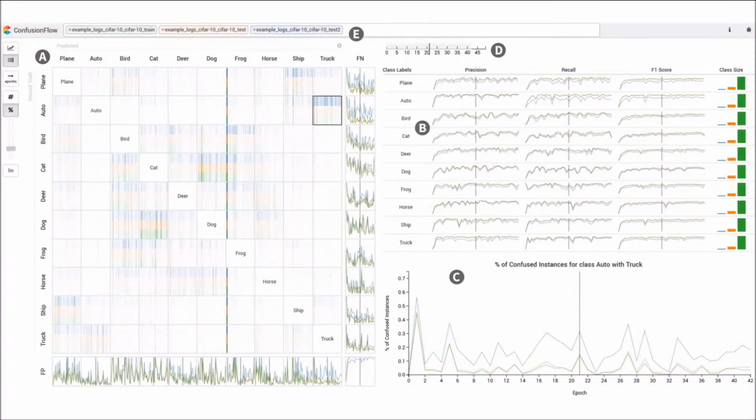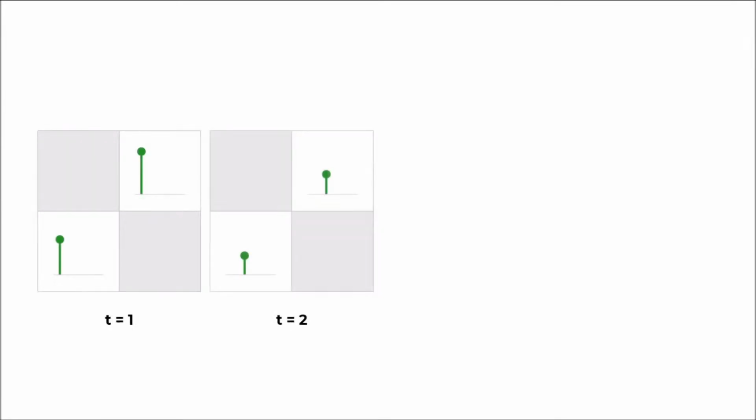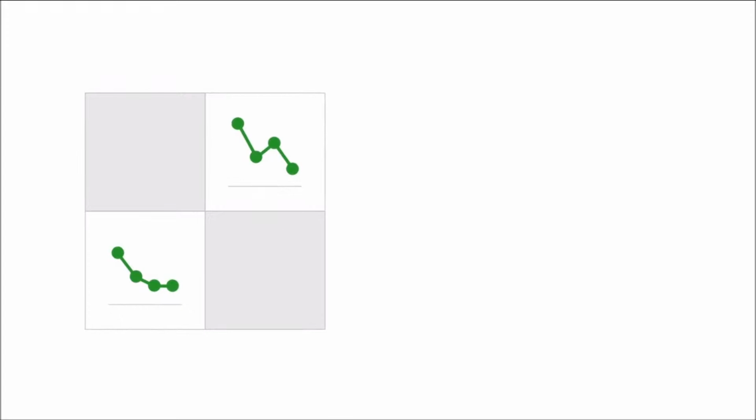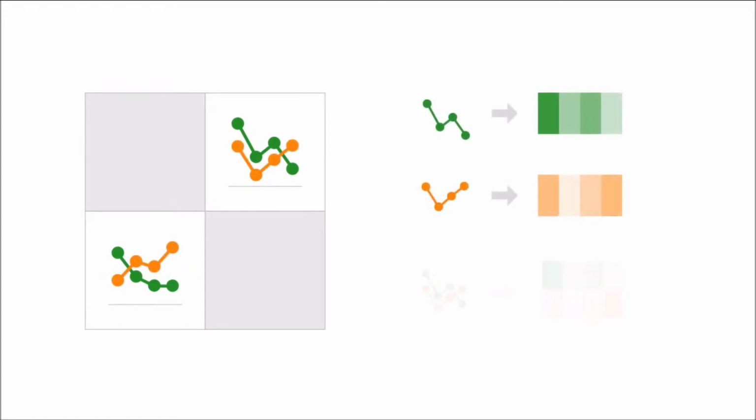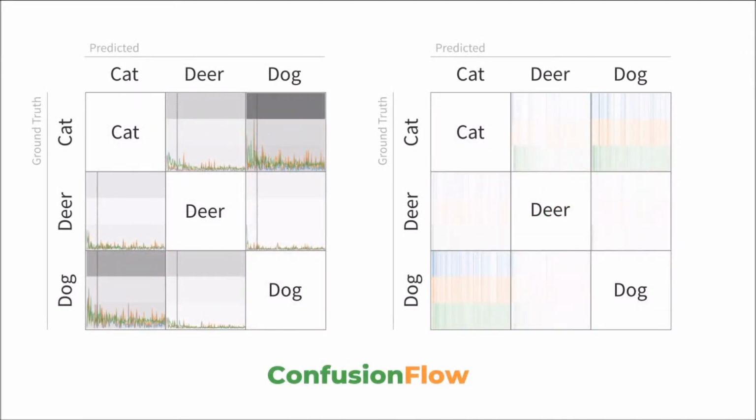Confusion Flow is an interactive visualization for the performance analysis of classification models. It introduces a novel temporal adaptation of the confusion matrix, which lets model developers compare the learning behavior of multiple classifiers over time. Find out more about Confusion Flow in our talk or in our TVCG paper.